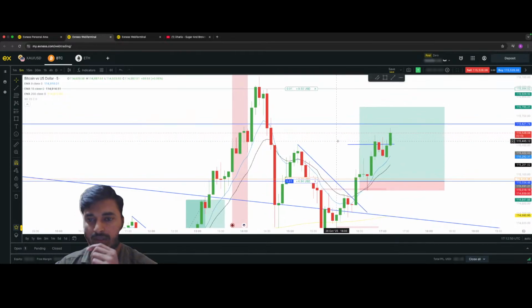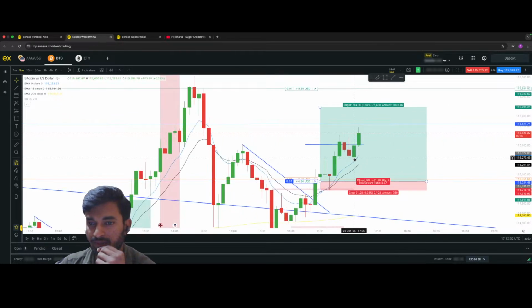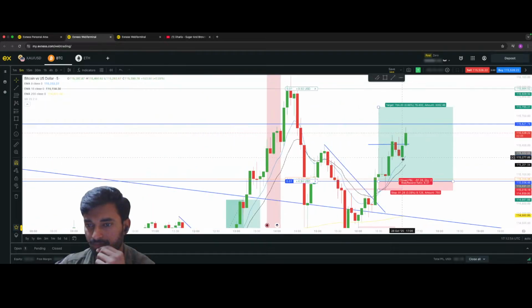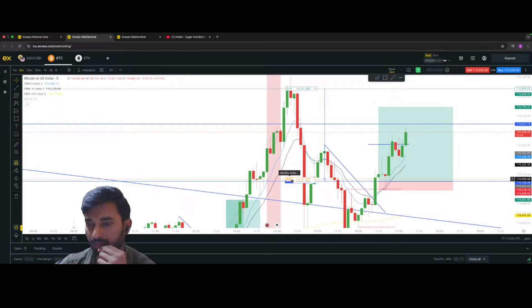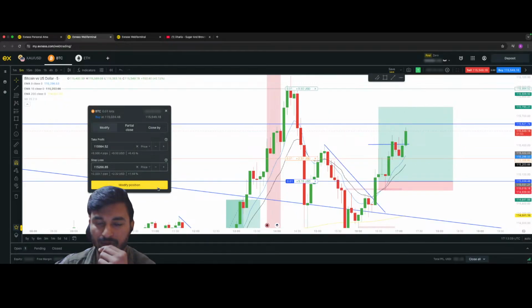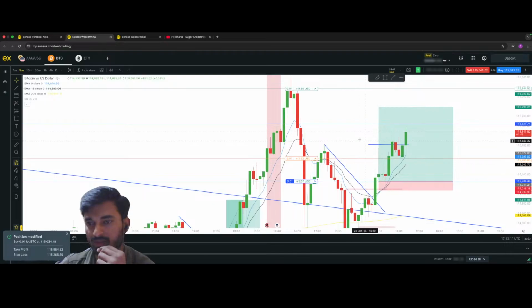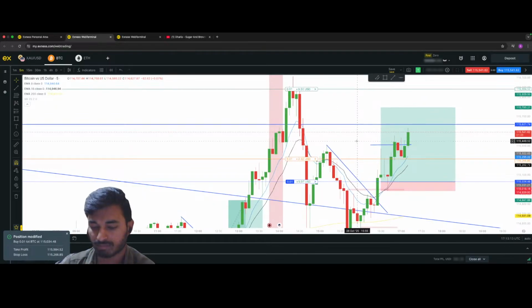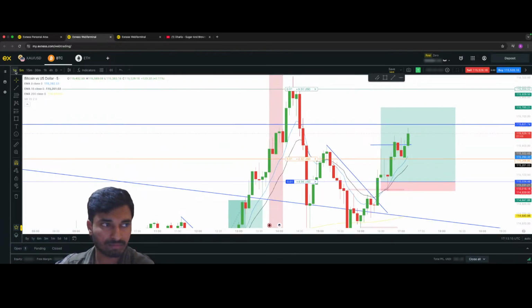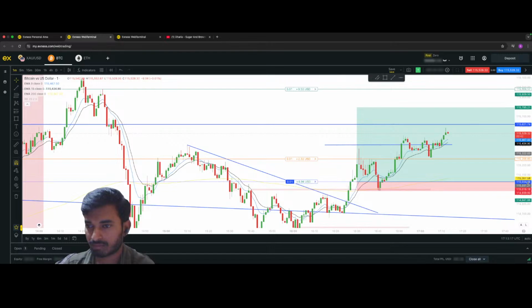Or else one thing I'll do, I'll shift this stop loss to here. At least we'll take some money home, because this is a resistance zone, right? I'll just shift this stop loss to here. At least $2.3 we'll take profit and go if this reverses. Right?